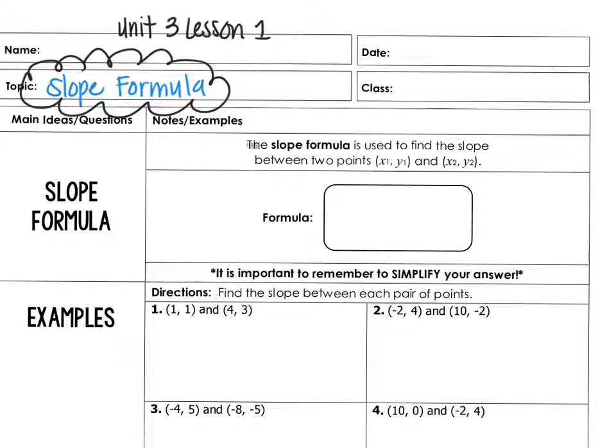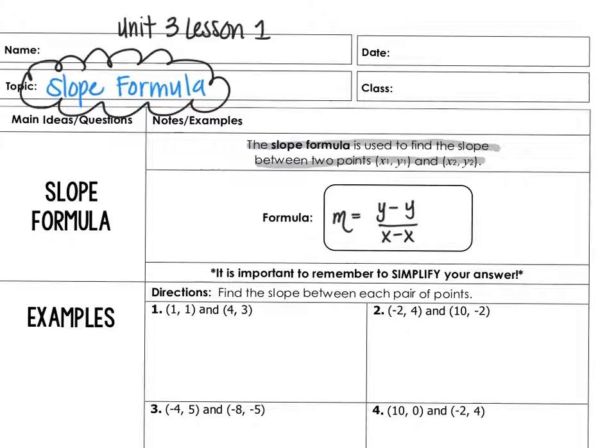The slope formula is used to find the slope between 2 points on a line. And we call those 2 points x1, y1 and x2, y2. The reason we call them 1 and 2 is just to keep them organized. This is the first point and this is the second point. So the formula for the slope of the line is m equals y minus y over x minus x.